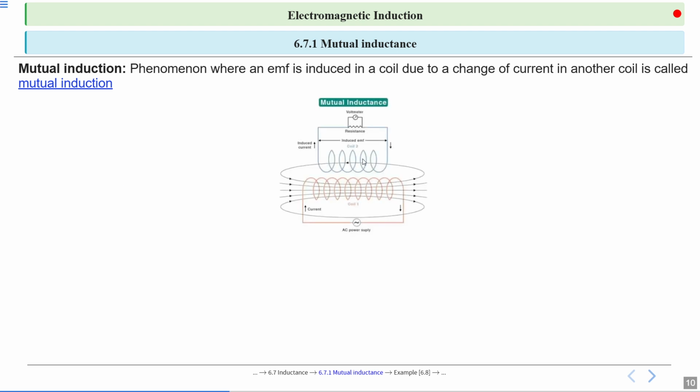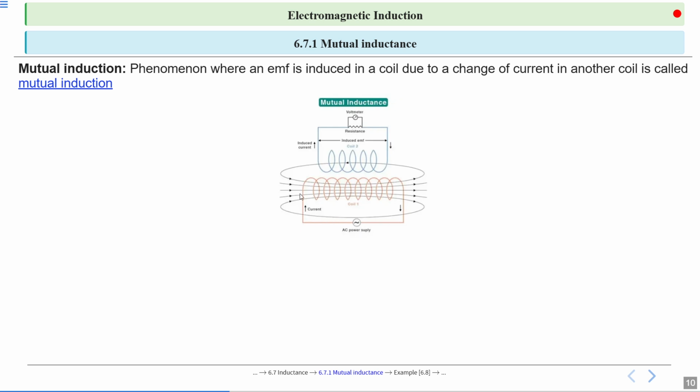So you can see this diagram, there are two coils. One is coil 1, the other is coil 2. Current is flowing through coil 1, which is connected to an AC power supply. Because it is an AC source, the current is not constant. It has different magnitude at different times, and the polarity of the current is also changing. We can use a DC source also, in which we can change the amount of current in the circuit. Here they have taken an AC power supply.